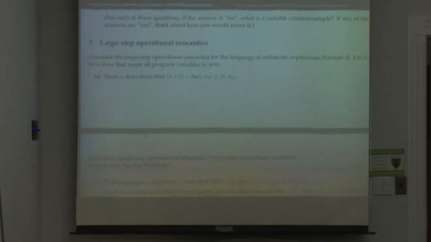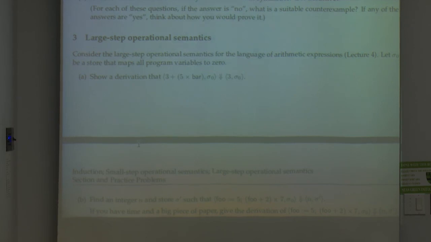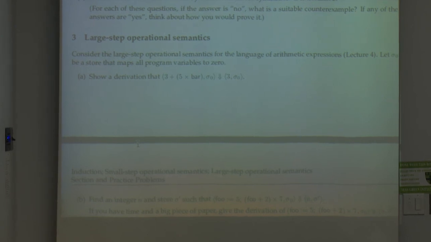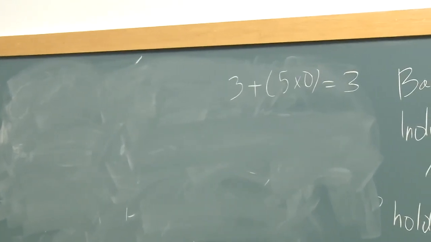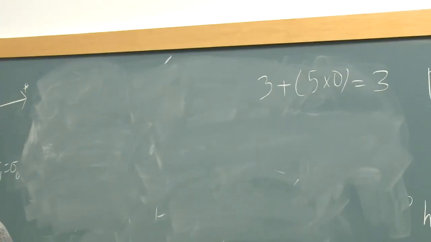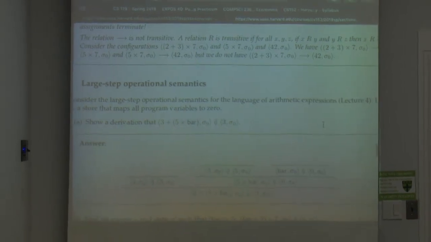So what would bar need to equal for us to get 3 and sigma? 0, right? Because 3 plus 5 times 0 is equal to 3. So the derivation we would need to do here is to draw an even messier tree of a derivation. But we should point out one thing.